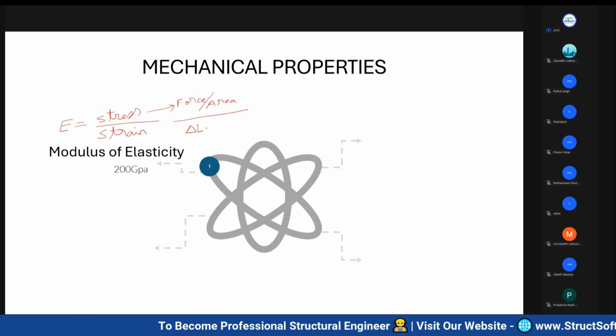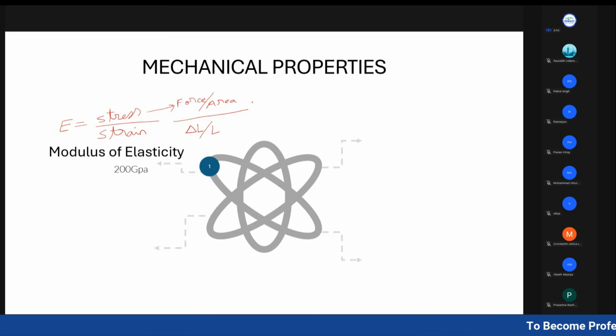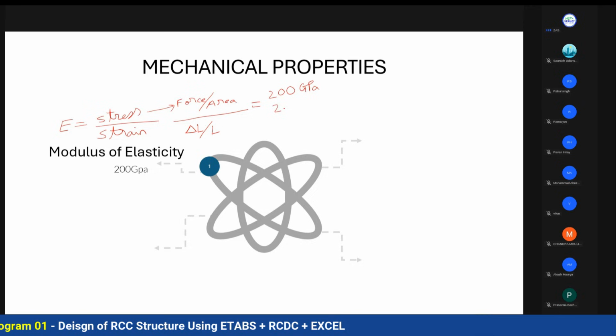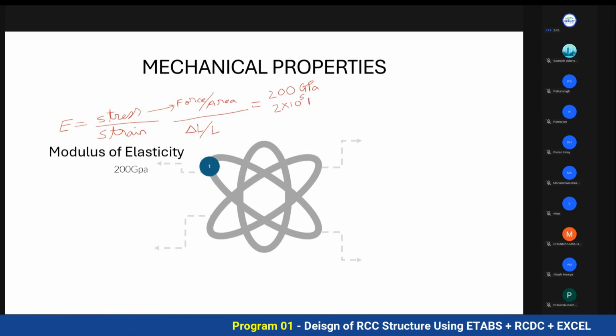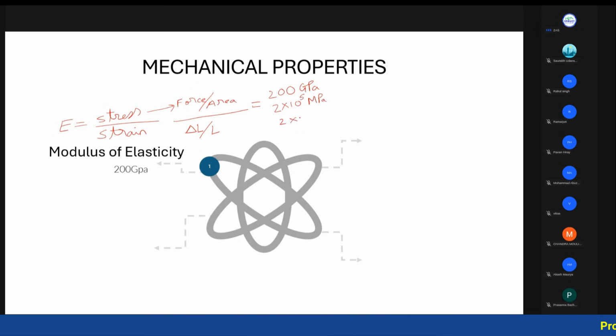Delta L. This is your change in length divided by your original length. So this value, in case of steel, is 200 GPa. Now what is GPa? GPa stands for gigapascal. We can also write this as 2 into 10 to the power 5 megapascal, or you can also just write it as 2 into 10 to the power 11 pascal.